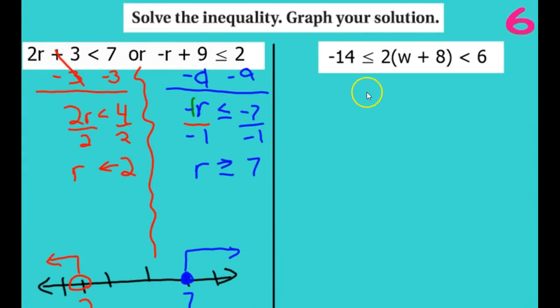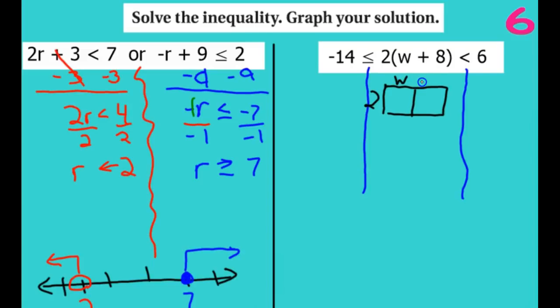Alright, this last problem, this is an AND inequality, so we need to make it into two problems. We can draw a line down from both of these. Now what we have in the middle is 2 times w plus 8 in parentheses. So when we have parentheses, we know we can draw our box. What we have out front is 2. What we have on top is w plus 8.